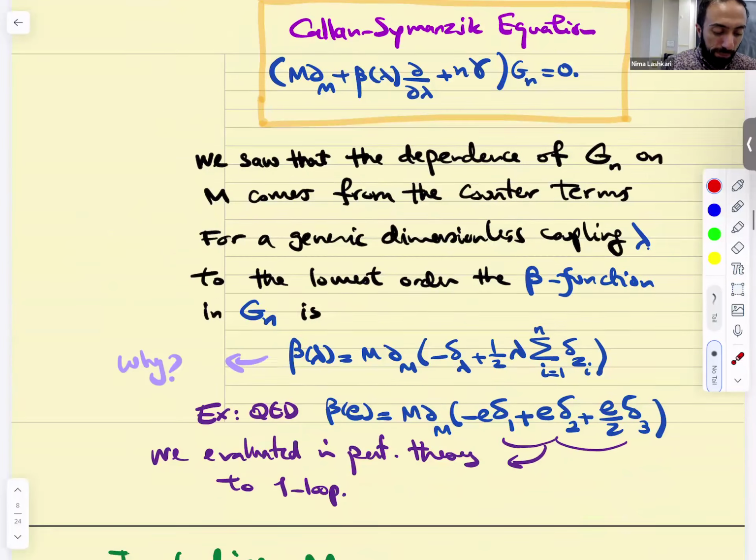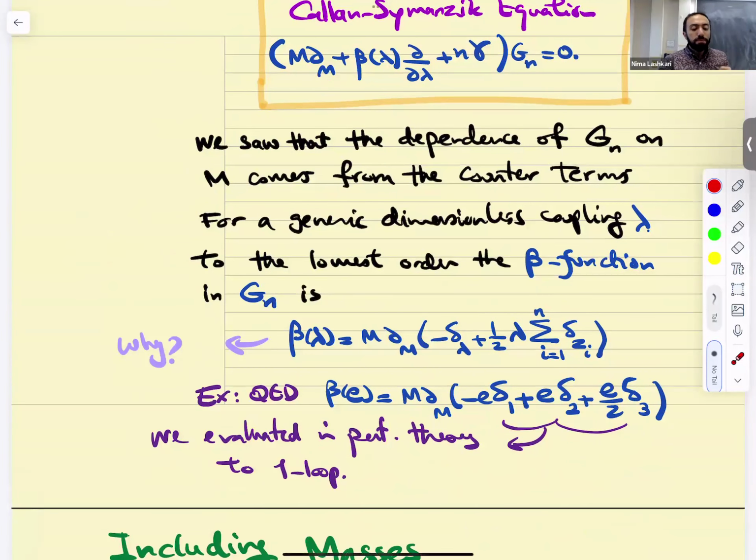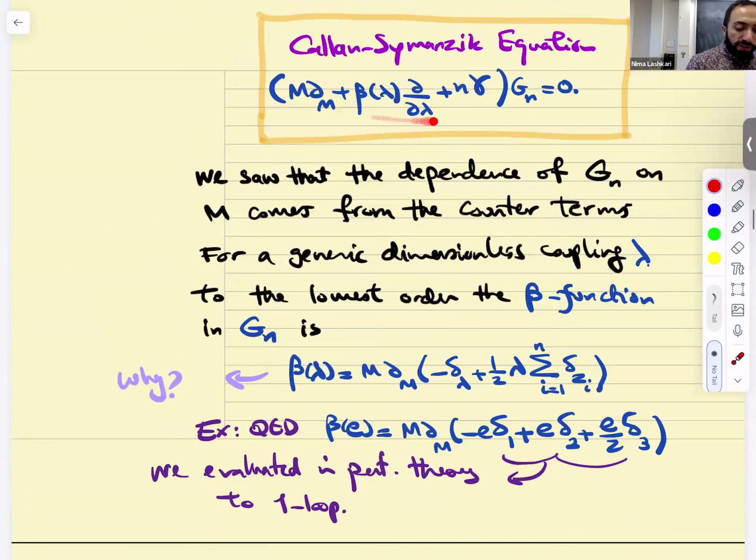All right. And let me repeat again. If you are to find beta of lambda and gamma, as we did last time, using renormalized perturbation theory, the way you do it is just because all the M dependencies are in the counter terms, you renormalize your theory, and you just go and take derivatives from the counter terms.